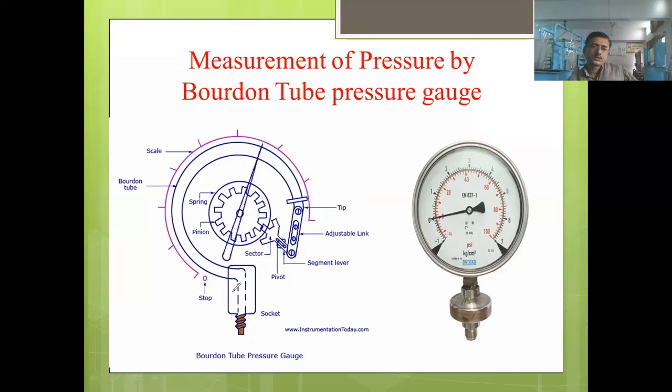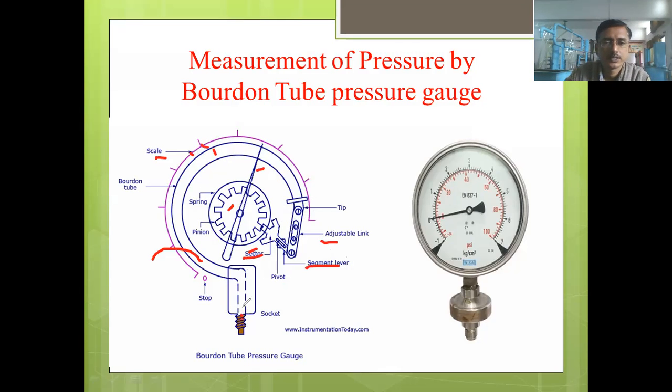See, this is the flexible tube. One end is open here and the other end is closed here. This other end is connected with this adjustable link, segment lever, pivot, sector, and this sector is connected to this pinion. There is a graduated scale here, and this is the pointer. This pointer is going to point to the various graduations on the scale.